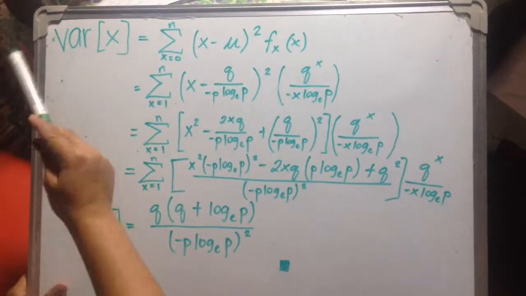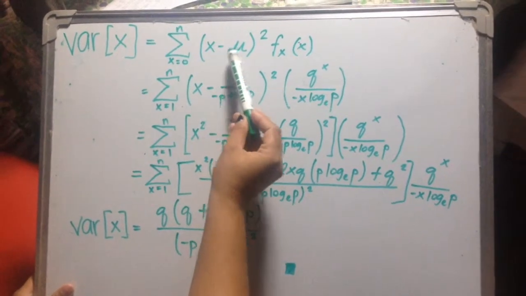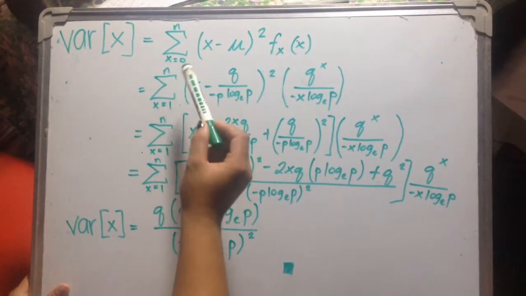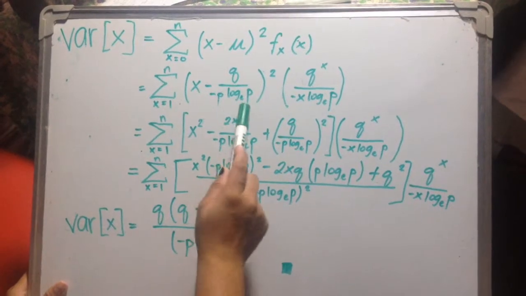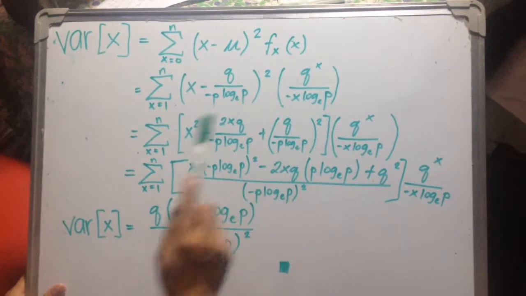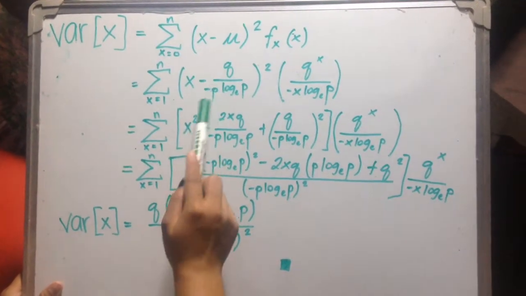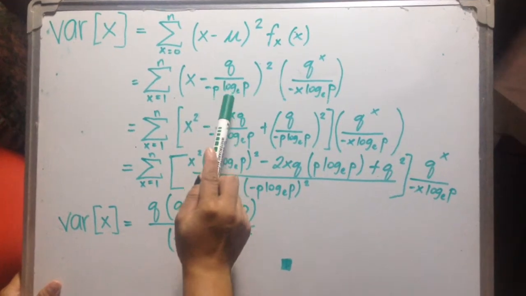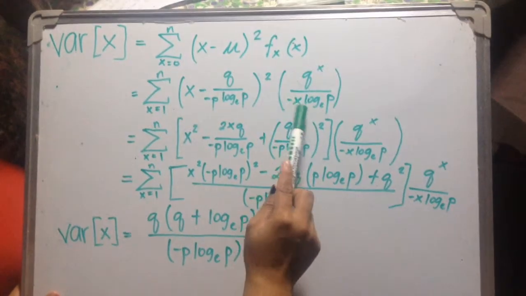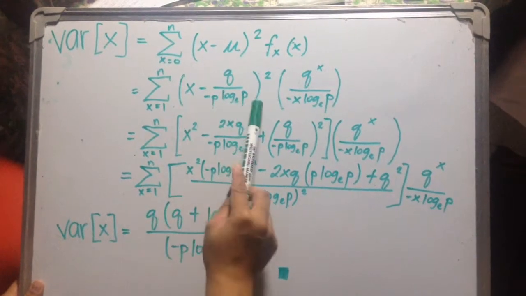Solve for the variance of x given this formula: summation of x minus mu quantity squared times f of x, where x starts from 0 up to n. So we're just going to substitute the value of mu and the given f of x. So we have the summation of x minus q over negative p log of p sub e, quantity squared, times q raised to x over negative x log of p sub e. And then we're just going to operate on it algebraically.